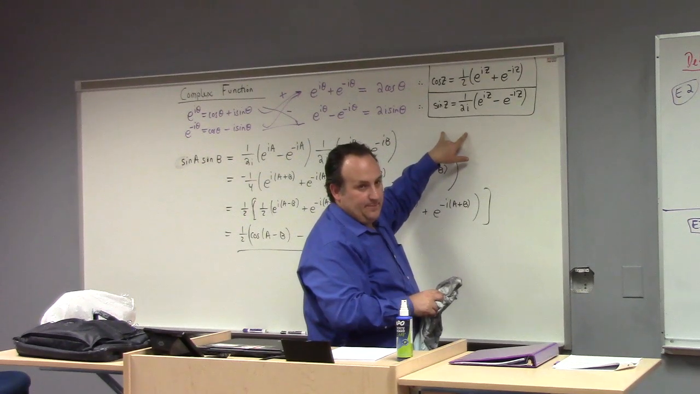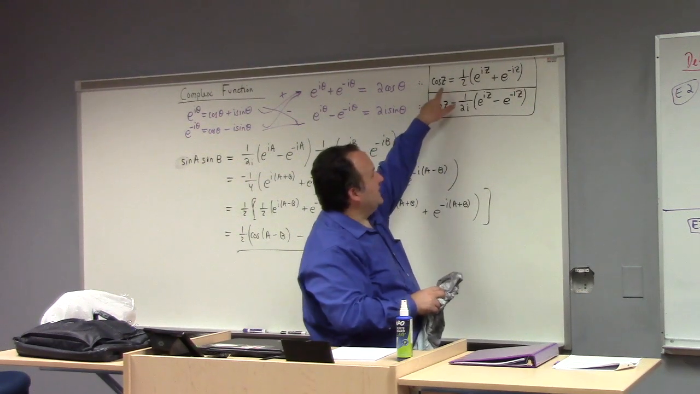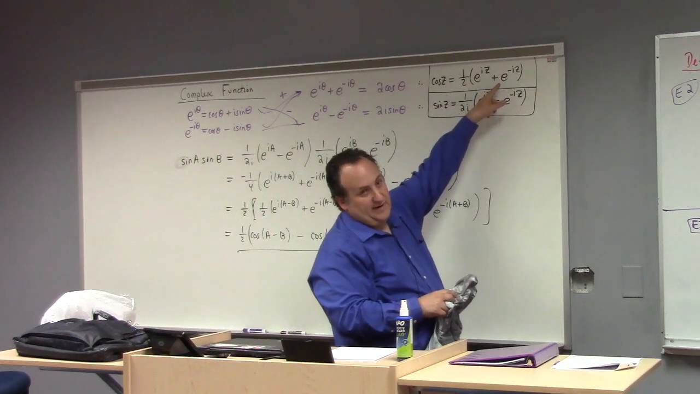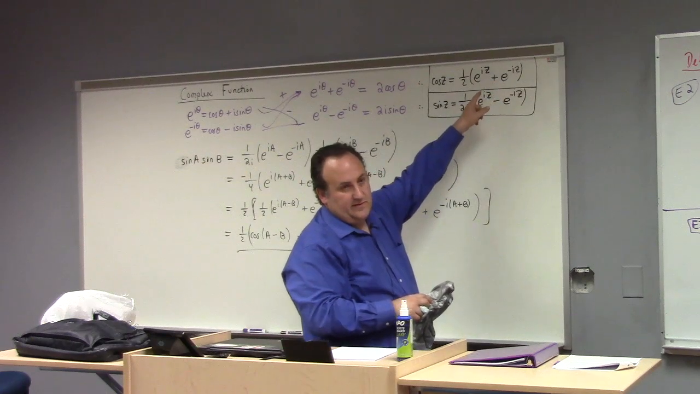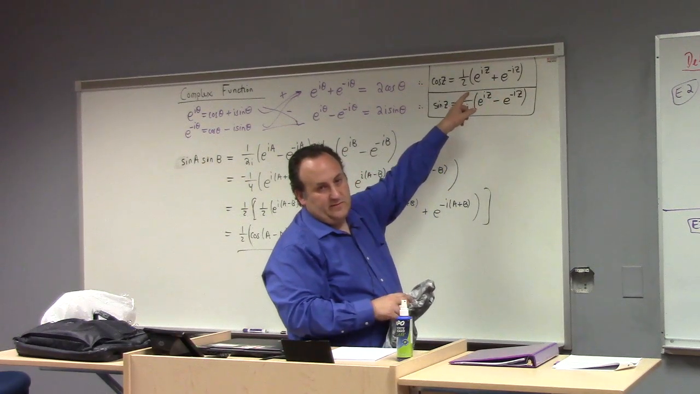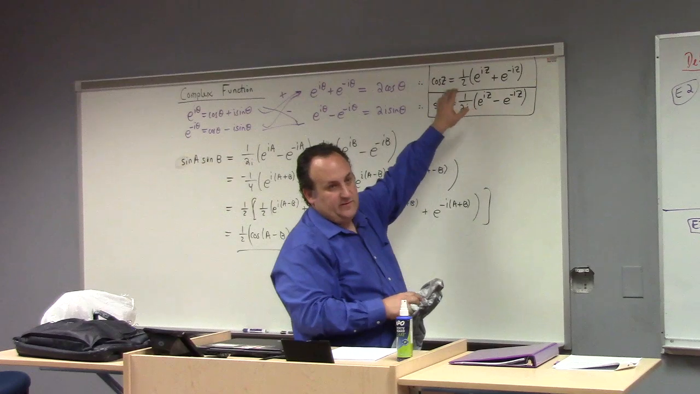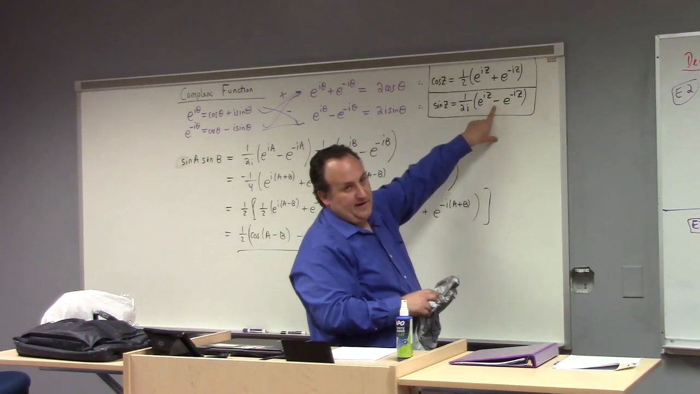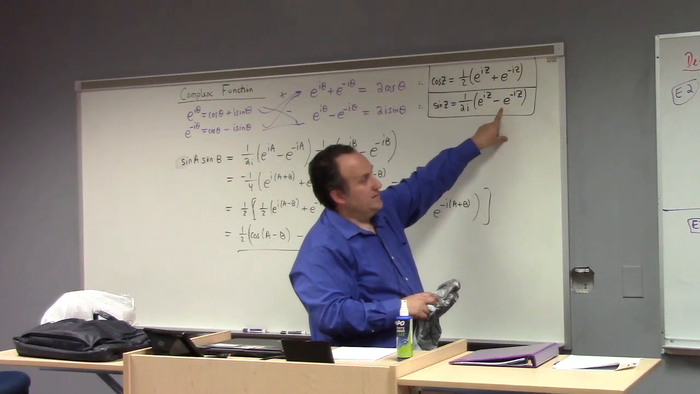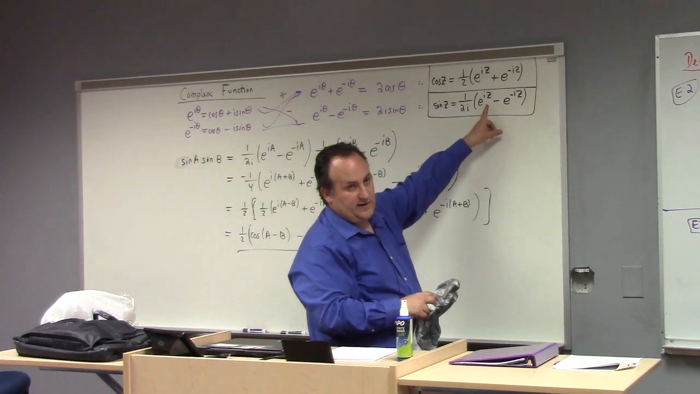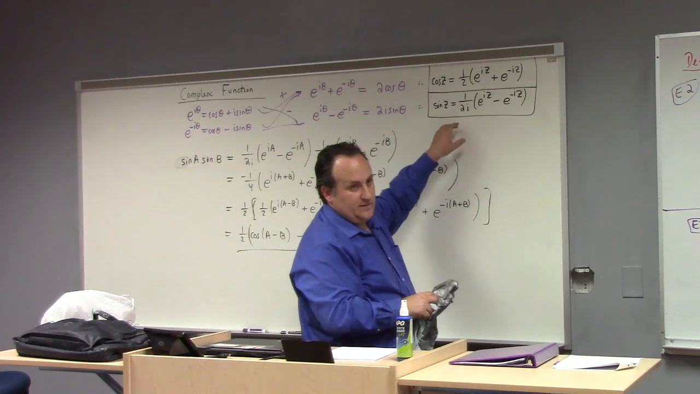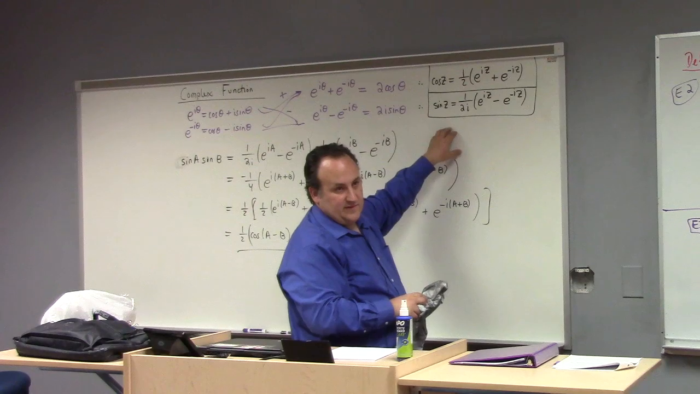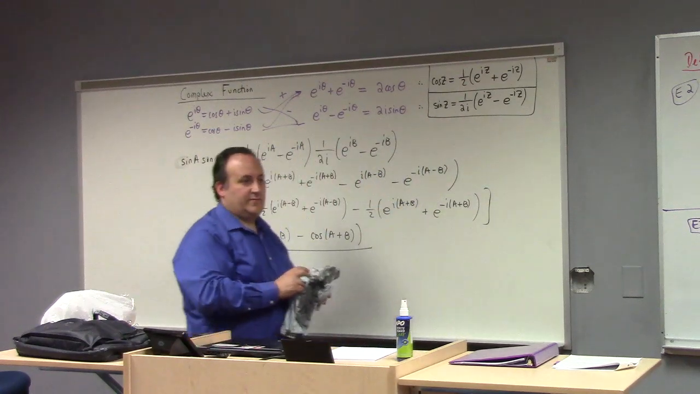How about pi over 2? Cosine of pi over 2 is e to the i pi over 2 plus e to the minus i pi over 2. e to the i pi over 2 is i. e to the minus i pi over 2 is minus i. i plus minus i is 0. Cosine of pi over 2 is 0. Sine of pi over 2: again, I get i minus a minus i, which is also known as 2i. 2i over 2i, also known as 1.